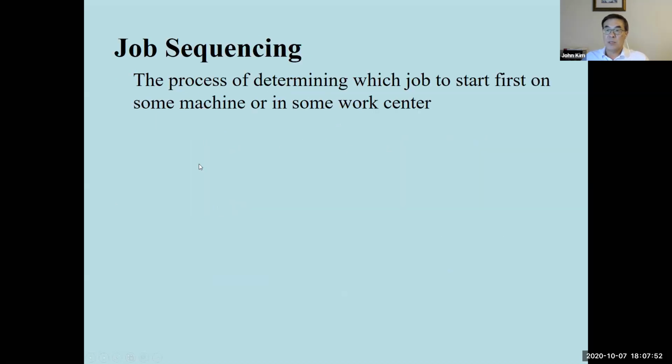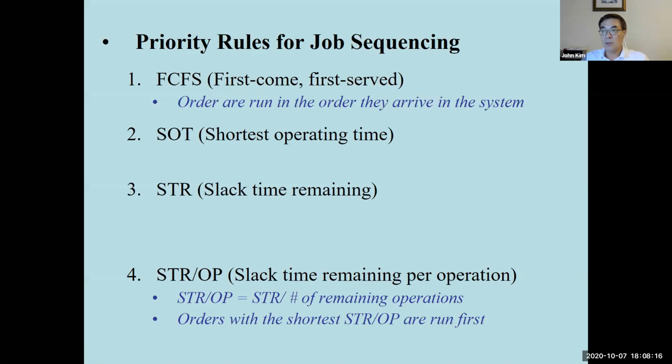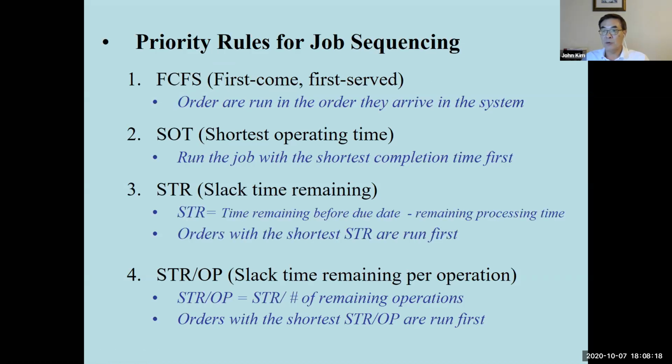And job sequencing, scheduling. Assign among multiple tasks which one first, which one next, and so on. Then we can use many methods or rules. First come, first served. This one, generally we use in many cases.